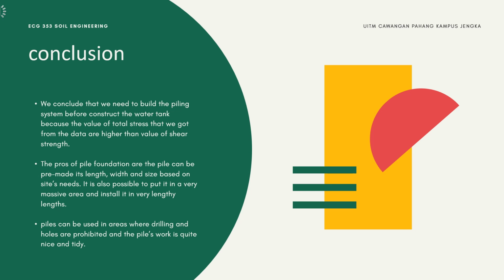So, in conclusion, our group can conclude that we need to build the piling system before constructing the water tank because the values of total stress that we get from the data are higher than the value of shear strength. The advantage of pile foundation is that the piles can be pre-made in length, width and size based on site needs. It's also possible to put it in a very massive area and install it in a very lengthy length.